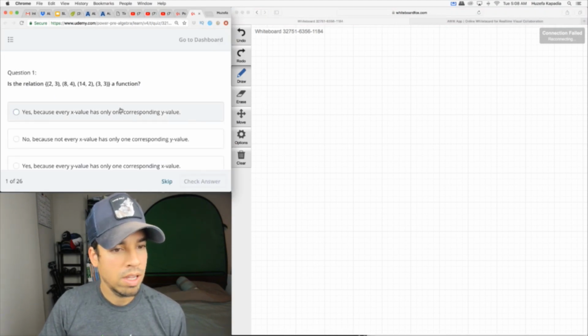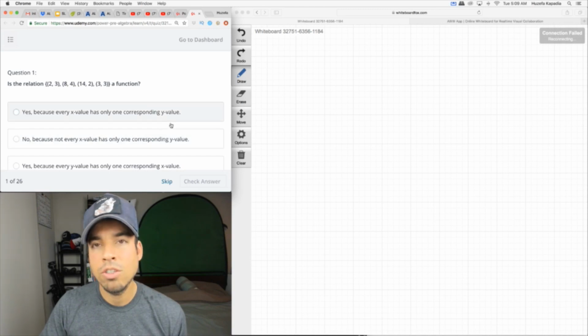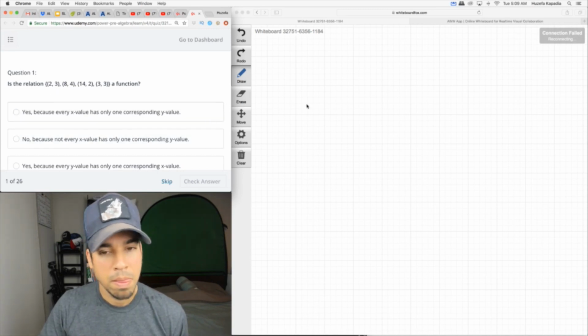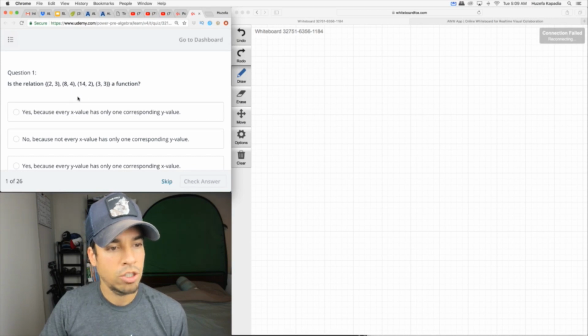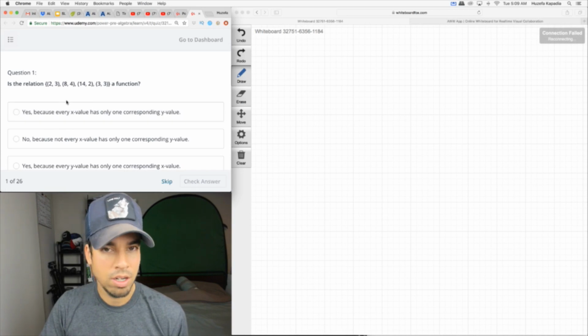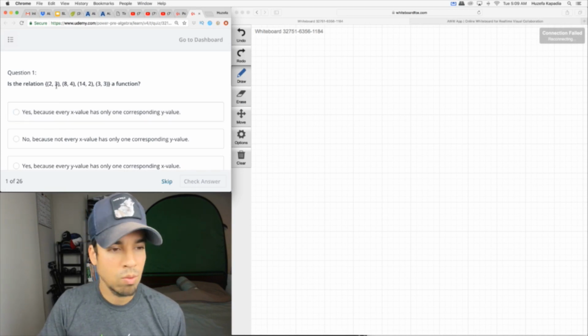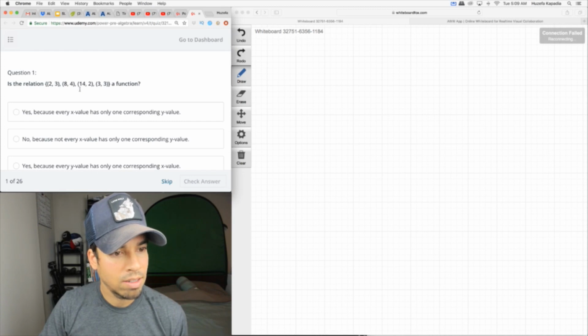All right, question 1. Is the relation a function? The way I think about it is there are no x's matching with more than one y. The way we say it is the y's can cheat on the x's, but the x's can't cheat on the y's. So since there's a unique x in every single one of these, it is a function. Every x has only one corresponding y value.